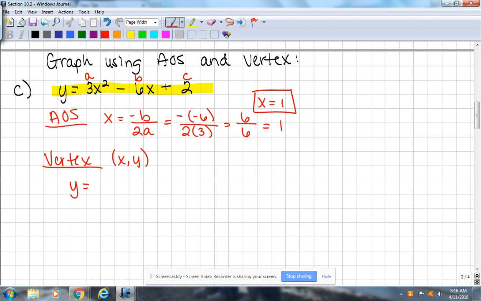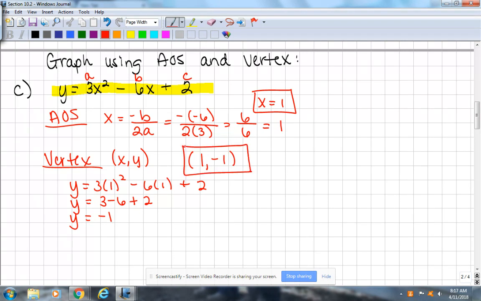So y is going to equal 3 times 1 squared minus 6 times 1 plus 2. Exponent before you multiply. 1 squared is 1. 3 times 1 is 3. -6 times 1 is -6. And then you add 2. And then we can add and subtract all at the same time. 3 minus 6 is -3, plus 2 is what? -1. So what's the ordered pair for our vertex then? 1, -1.